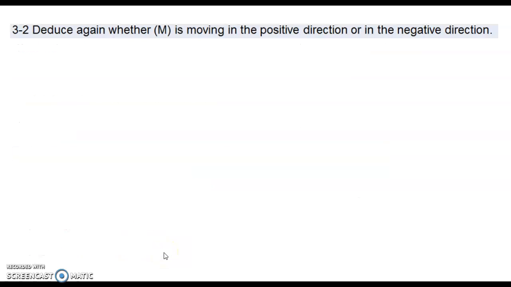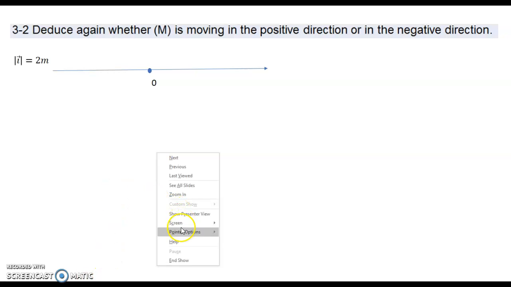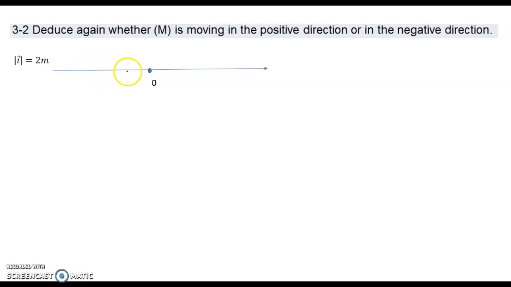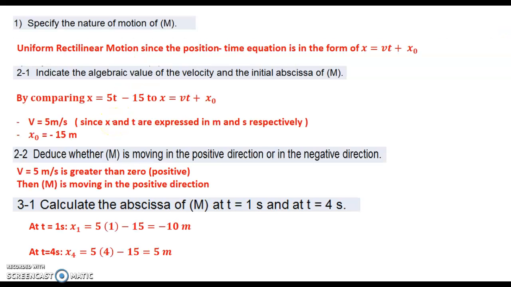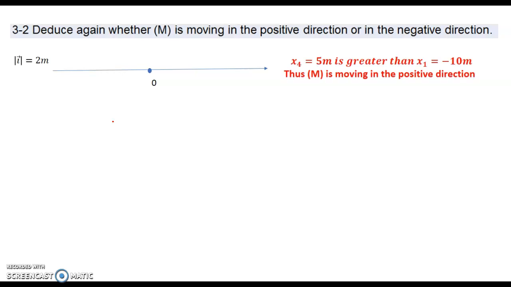Deduce again whether M is moving in the positive direction or in the negative direction. So if you consider the x-axis and the origin O, unit vector i, and suppose that we take a scale where the magnitude of i vector equals 2 meters. Now if you want to study the position of this moving object at t1 and at t4, we got that x1 was equal to minus 10 meters, so according to the scale, it is 5 boxes or 5 centimeters.